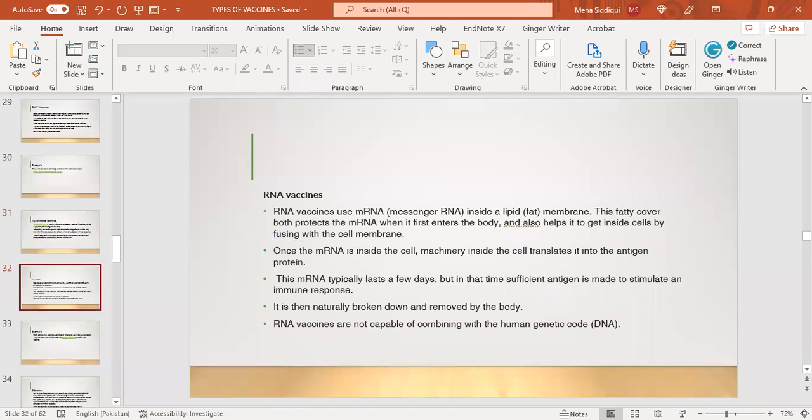Now, one of these is the RNA vaccine. RNA vaccines use messenger RNA inside a lipid membrane. This fatty cover both protects the messenger RNA when it enters the body and also helps it to get inside the cells by fusing with the cell membrane. Once the messenger RNA is inside the cell, machinery inside the cell translates it into the antigen protein. This messenger RNA typically lasts a few days, but in that time, sufficient antigen has been made to stimulate an immune response. Then it is naturally broken down and removed by the body. The RNA vaccines are not capable of combining with the human genetic code, that is DNA.